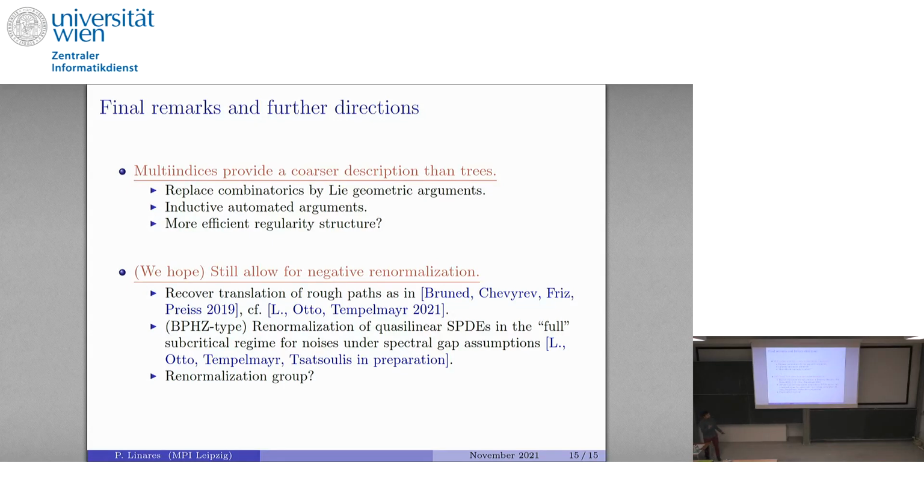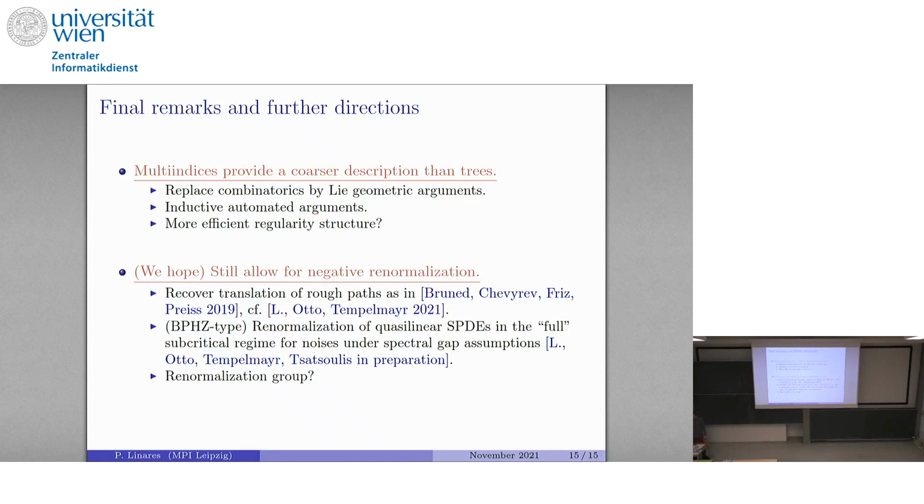So we see that multi-indices in the end provide a coarser description than trees, and it has some effects. We replace the combinatorics of trees by some more Lie geometric arguments, in a sense, while still preserving the inductive type of arguments that Ilya was describing before. So we can still do these inductive constructions. And we expect this coarser description to be maybe more efficient for some applications in regularity structures, but that's still something that we're thinking about.